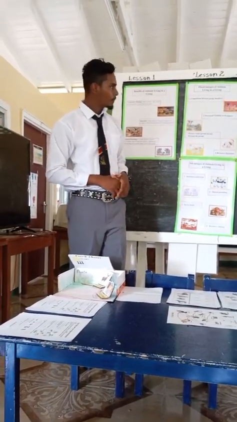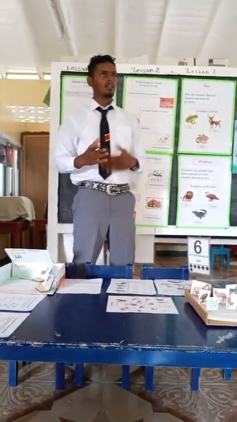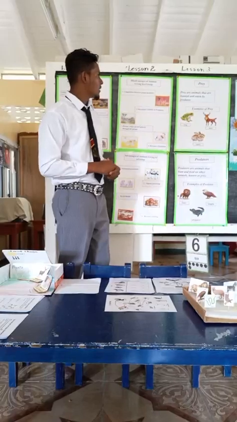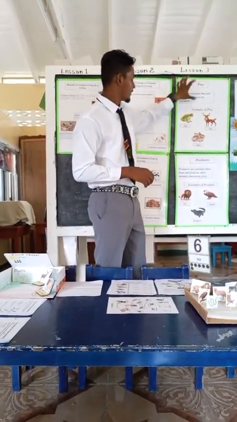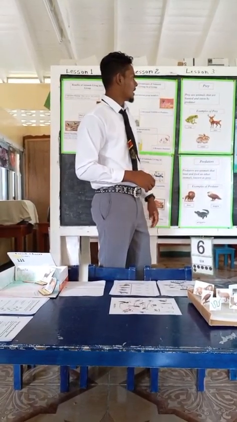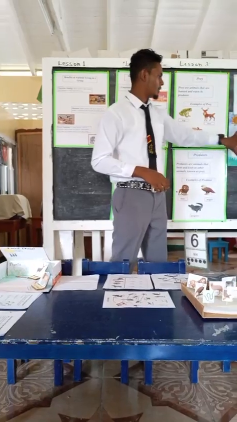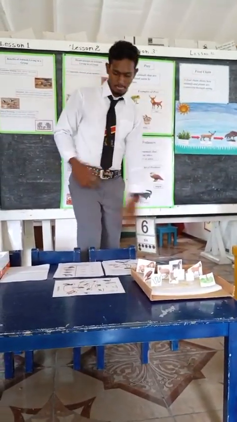For lesson three, the topic was food chain and predator and prey relationship. I had two teaching aids here: this one is prey, this one is predator. And here's a food chain. Here's a chart showing a food chain, and this is the definition of food chain.